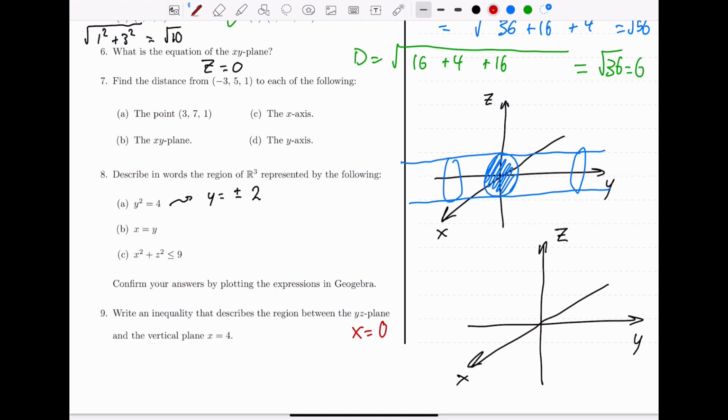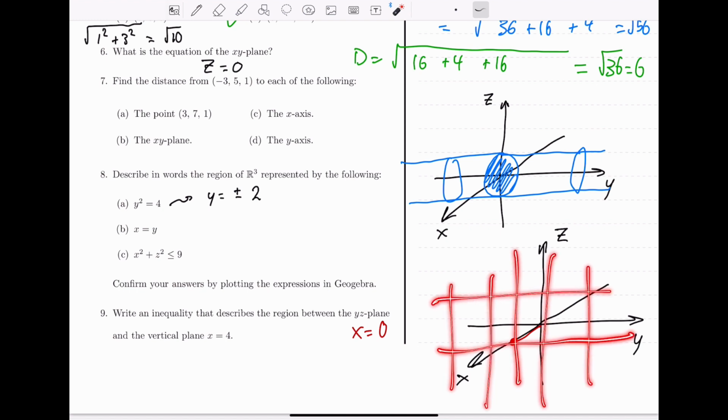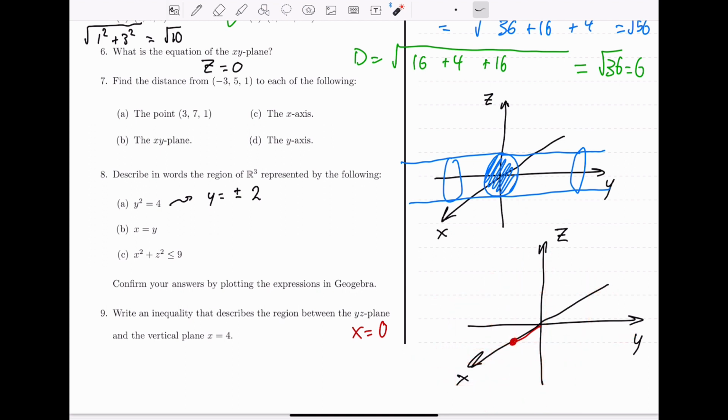Then we have the vertical plane x equals 4, so move a distance of 4 along the x-axis. So there's x equals 4. And we have a vertical plane again when y and z can be anything at all. This is parallel to the plane x equals 0, which is the yz plane. And we want the entire region in between these two planes.